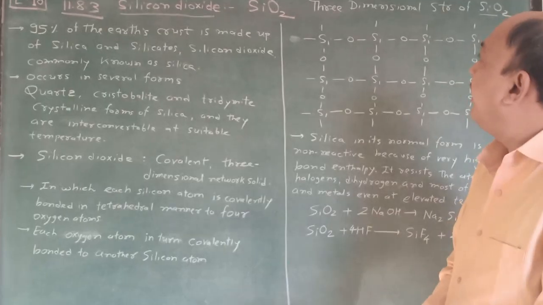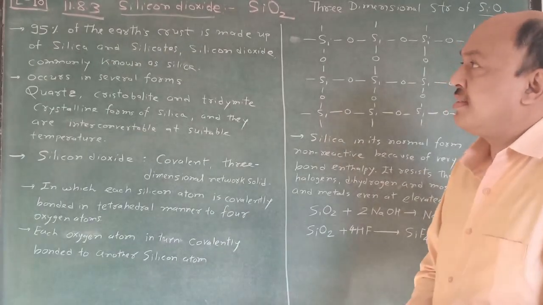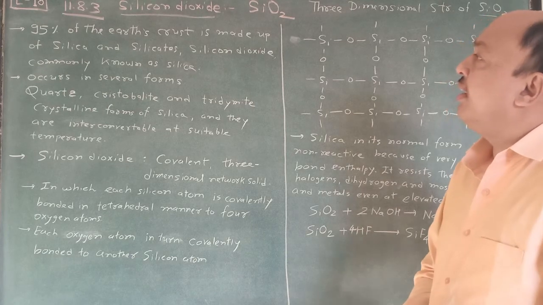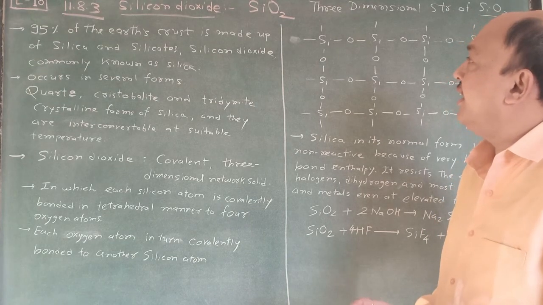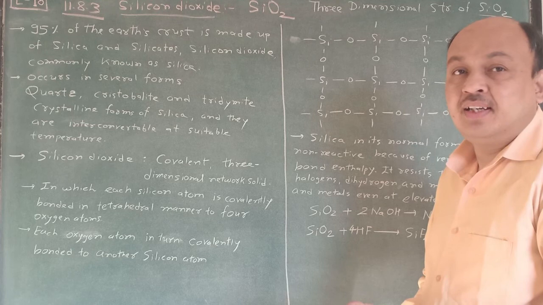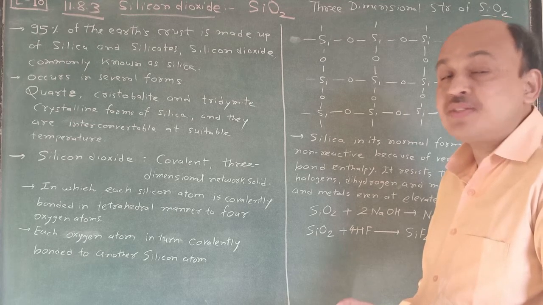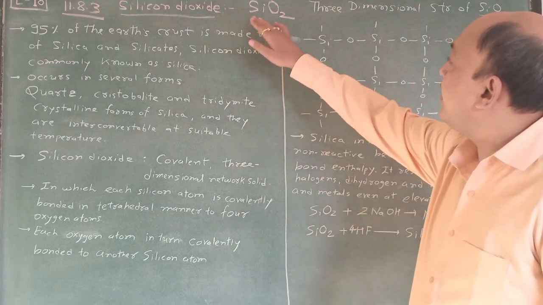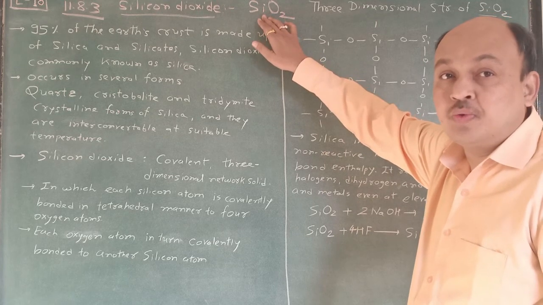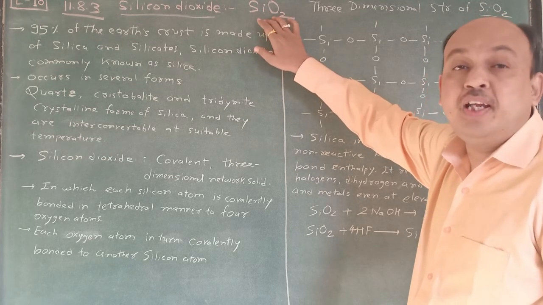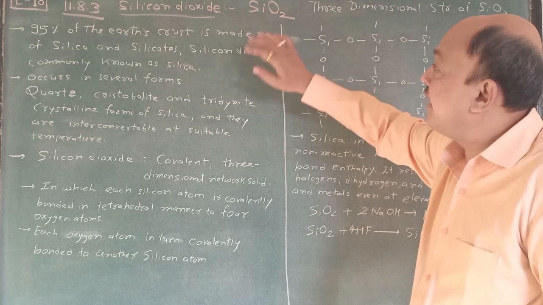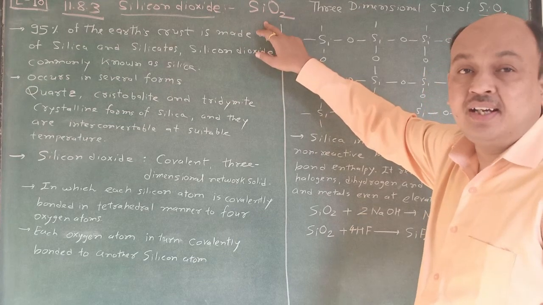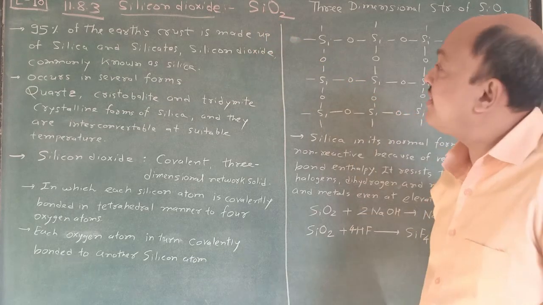In Unit 11, p-block elements, Standard 11, Lecture number 10, 11.8.3, silicon dioxide, an important compound of silicon. The silicon dioxide formula is SiO2, which is also commonly known as silica. Remember this name, silicon dioxide. Another name is silica.